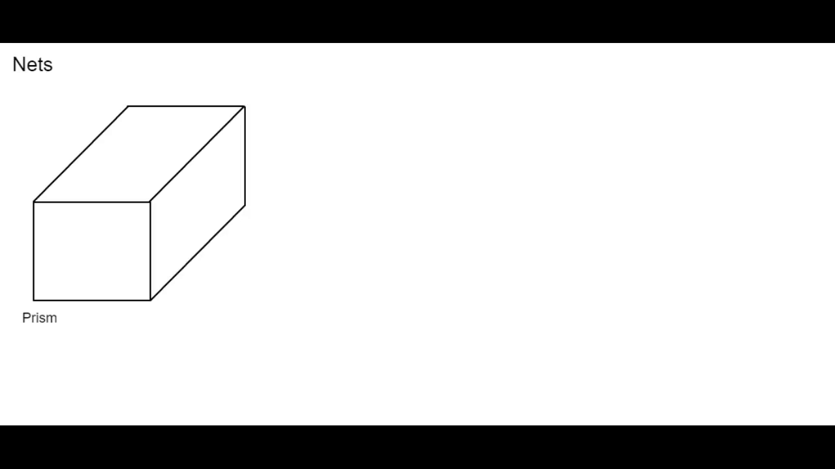This video will be about nets. A net is used when you have a three-dimensional object, but you want to represent it in a two-dimensional way. The first object we're going to look at is a prism.